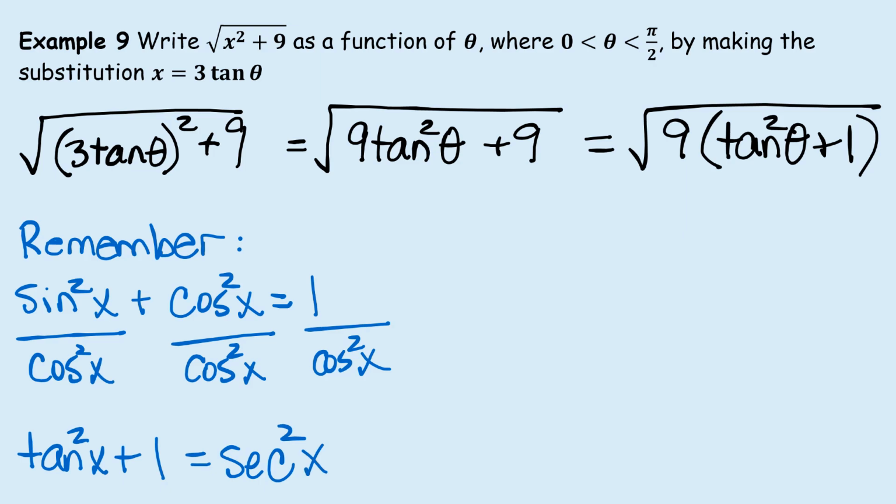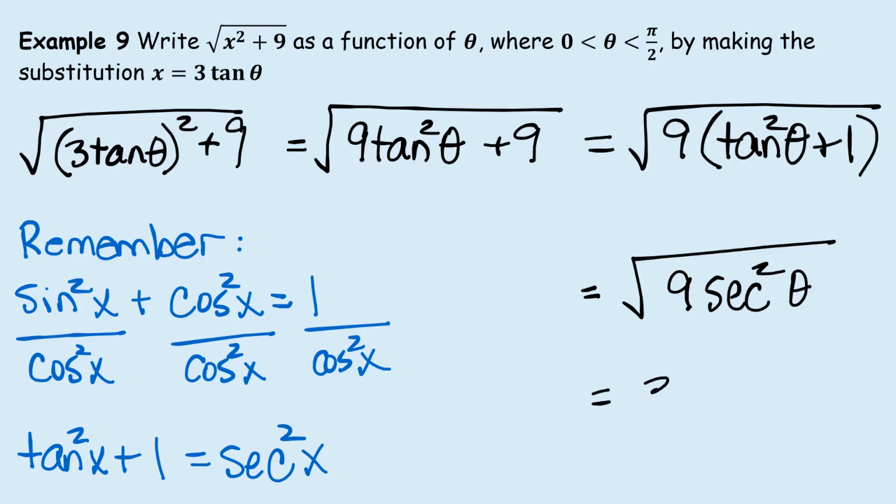So I've got tangent squared theta plus 1. It is equal to secant squared theta. So the square root of 9 secant squared theta, and if I take the square root, that's just 3 secant theta. So I have written the algebraic expression square root of x squared plus 9 as a trigonometric function.